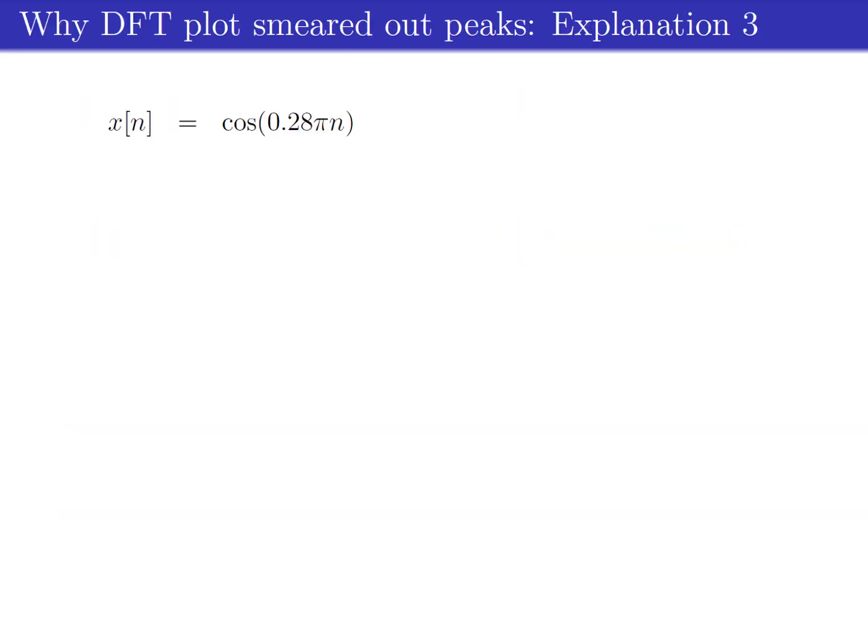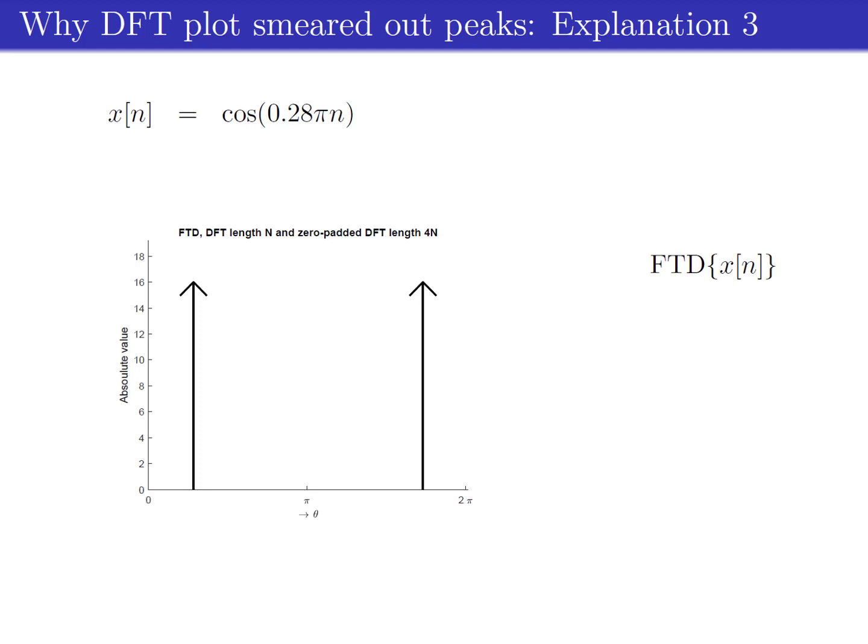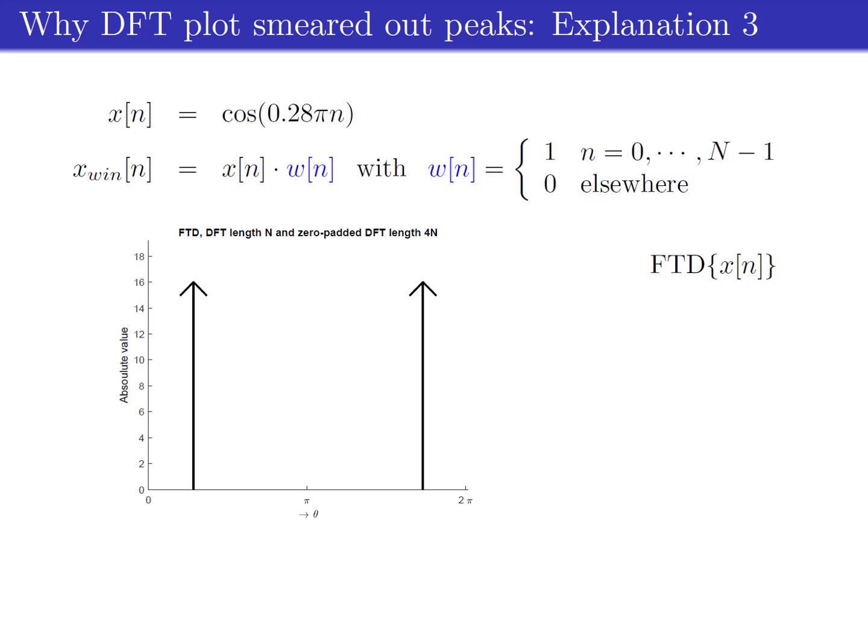For the third explanation of the smearing out effect, we will step through all intermediate steps when evaluating the DFT of a sinusoidal signal with a relative frequency theta is 0.28 pi. The DTFT takes into account all samples of the infinitely long periodic signal x[n], which results in 2 delta pulses, as depicted in the figure. These delta pulses, which represent the phasors of the sinusoidal signal, are mathematically defined functions which cannot be measured as such in practice. In practice, we can only measure a part of the signal.